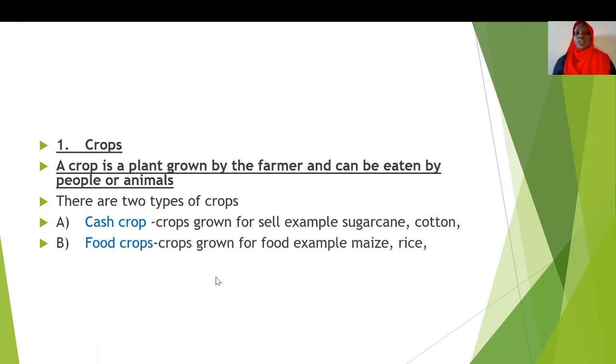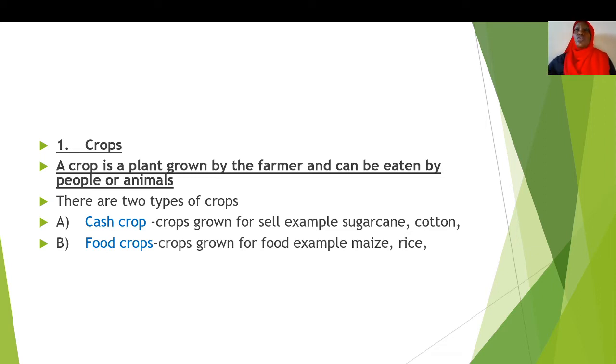Number two of the crops, we have the food crops. Food crops are the crops grown for food. The farmer grows them and uses them as food. Let's say like maize, the farmer will grow the maize. Now, if you have a small garden, the farmer will just harvest the maize there, and then use it back in the house as food.